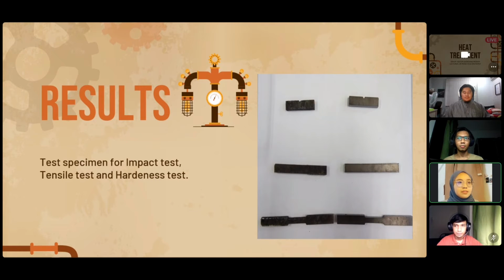So these are the results of our specimens: specimens for impact test, tensile test, and hardness test.